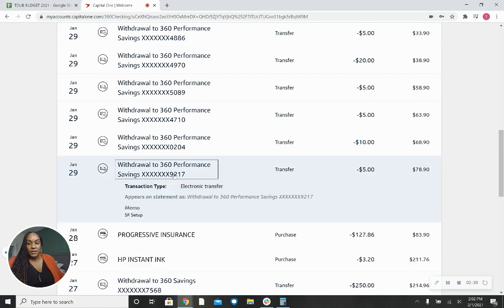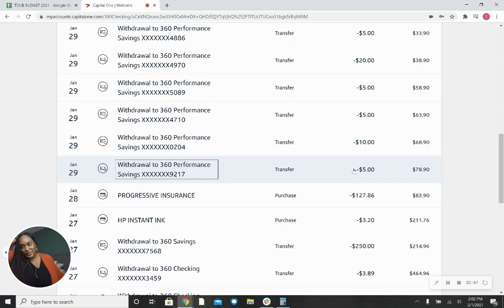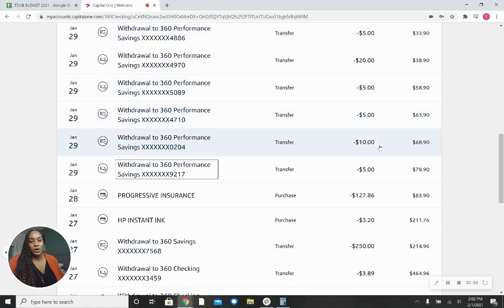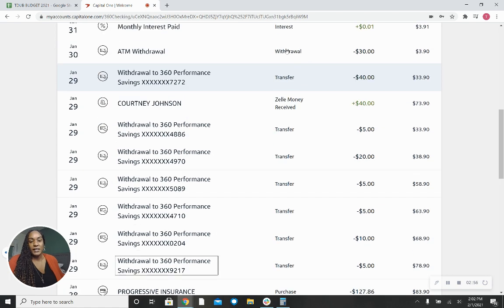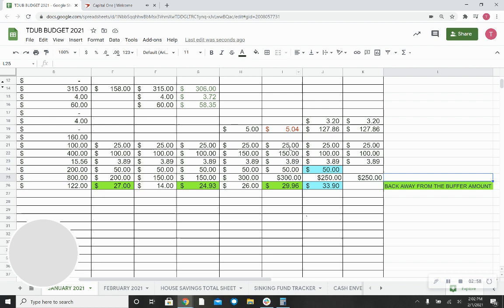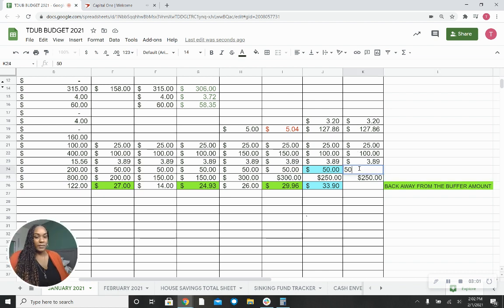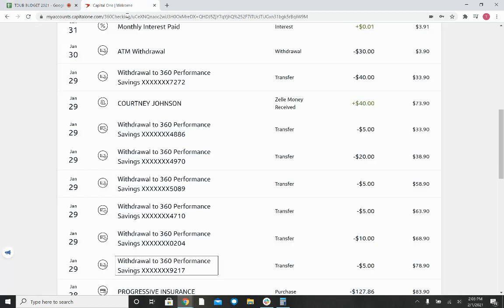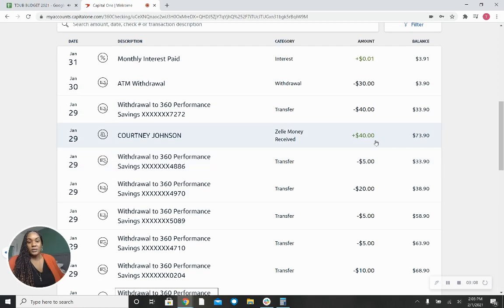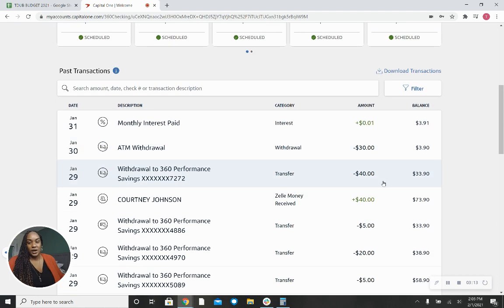Then we have $5 here for sinking funds set up for withdrawal. What is that? Oh, these are my sinking funds. Girl, I was confused. 5, 10, 15, 20, 25, 45, 50. So all of these here are my automatic sinking funds for $50 that came out. So we can go ahead and mark them as coming out, and this no longer needs to be blue. Then we have $40 where my cousin sent it back to me, and then I moved it back to his savings account. So that's an in and out wash.